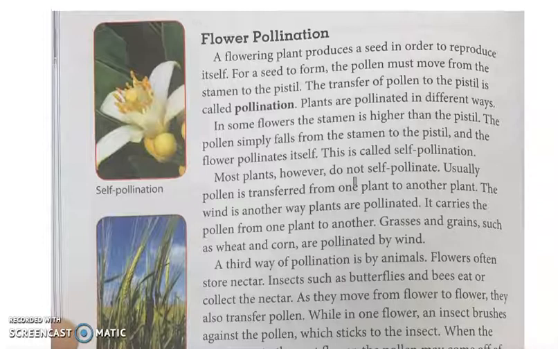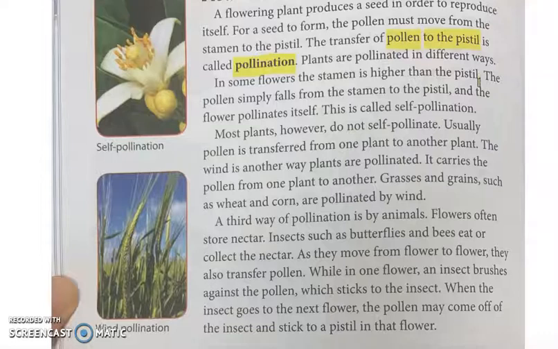Flower pollination. A flower plant produces a seed in order to reproduce itself. For a seed to form, the pollen must move from the stamen to the pistil. The transfer of pollen to the pistil is called pollination. So pollination is moving pollen to the pistil. Plants are pollinated in different ways.